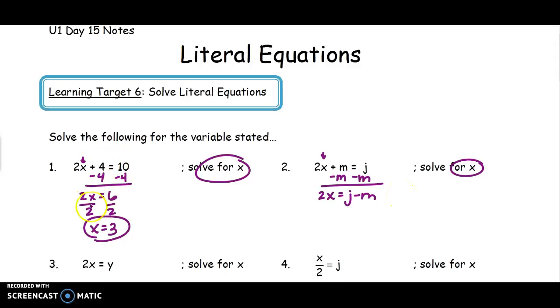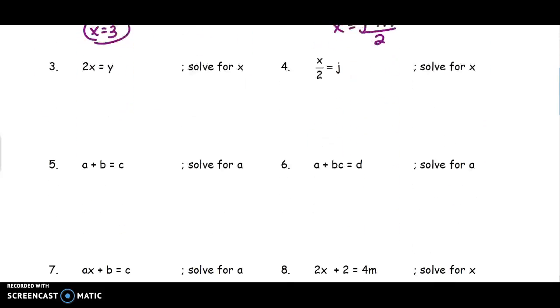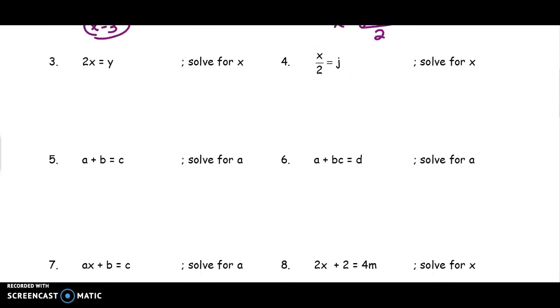The second step was to divide by 2. Well, since we have 2 next to x, we're still going to do that step. What you do to one side, you have to do to everything on the other side. So x is now equal to j minus m divided by 2. The exact same problem, 2 completely different answers, because we don't know what j and m are, so we cannot simplify them. So we're going to start with some easy problems, and then we're going to go on to a little bit more difficult. So here, it's always going to tell you what to solve for.